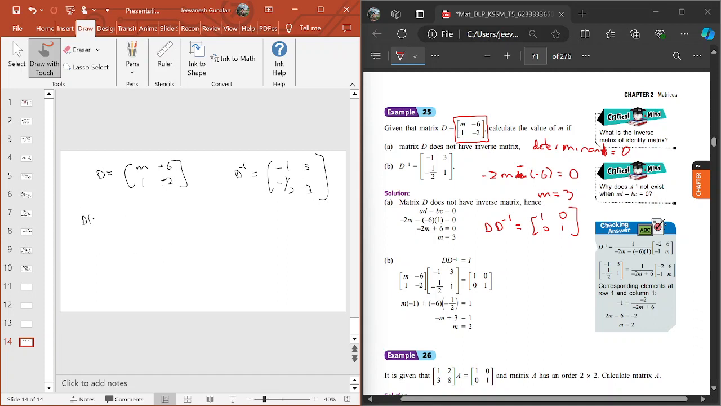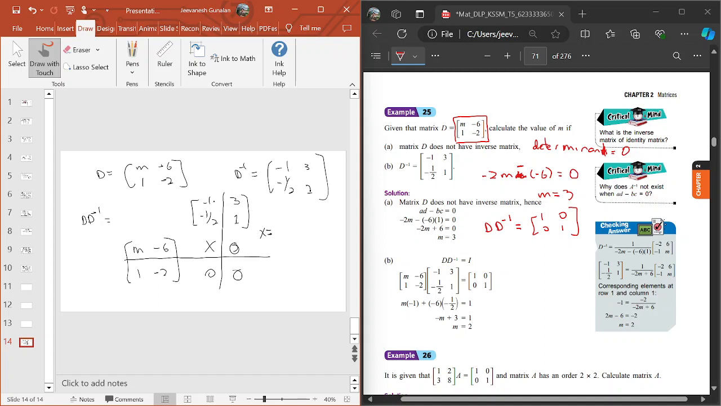So D multiplied with D inverse. M negative 6 1 negative 2, you multiply with negative 1 negative 1 over 2 3 and then 1. So honestly, you don't have to do all of this, you just have to do this thing. So let me just multiply and add first for x, right?